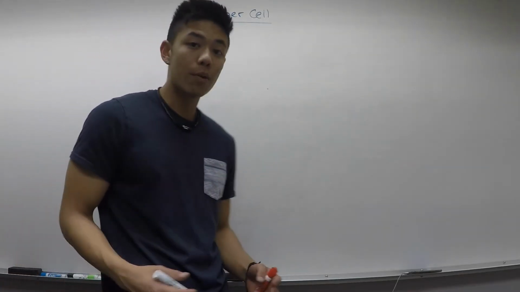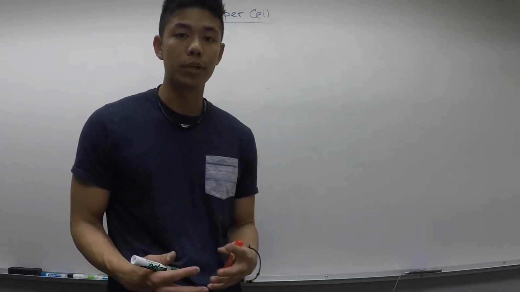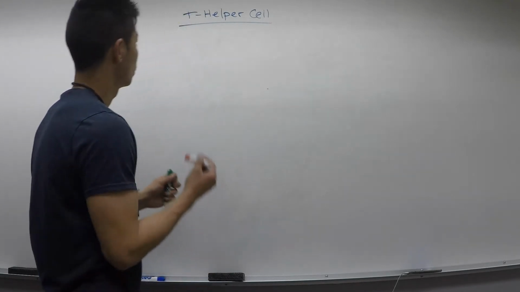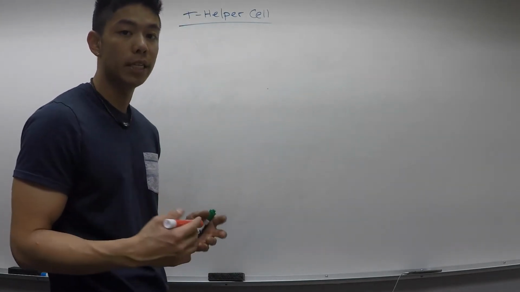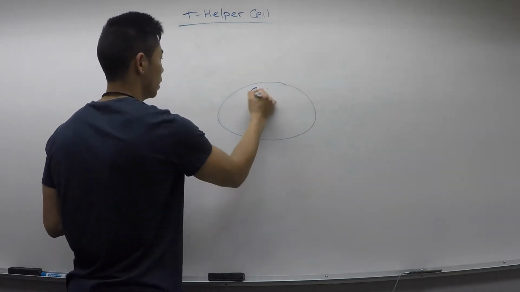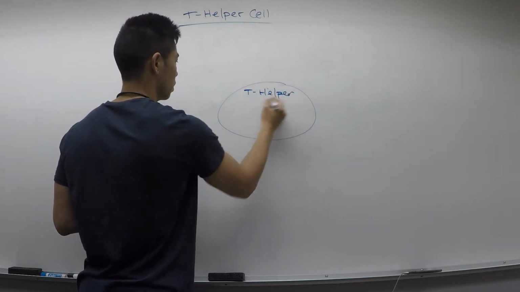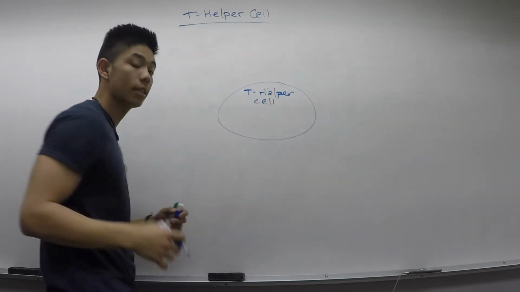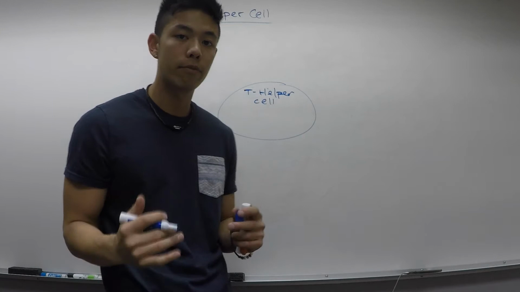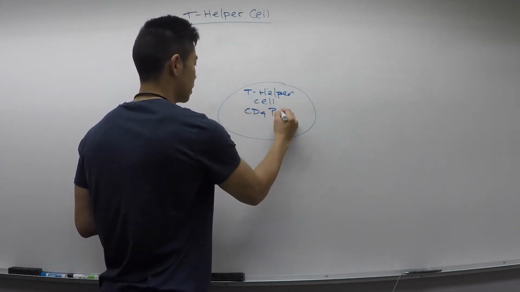Now we're going to talk about our T helper cells and our adaptive immunity. Our T helper cell is going to be a type of T cell, and this cell is going to be very important. So we have our T helper cell. Now this cell is going to have a protein known as a CD4 protein, and I'll talk about what that is in a little bit. So we have the CD4 protein.